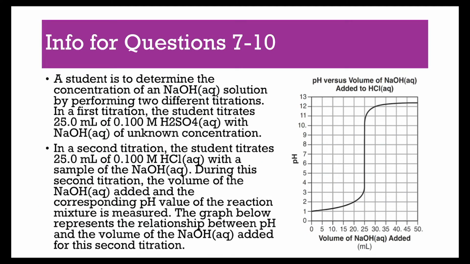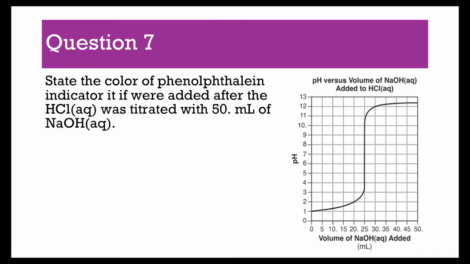Okay, numbers 7, 8, 9, and 10 are all based on this lovely information. I'm not going to even bother reading it to you. You'll see why. So, number 7 says, state the color of phenolphthalein. So, we have to go to table M. That has all of your acid-base indicators on it. If HCl was added and titrated with 50 mils of NaOH.